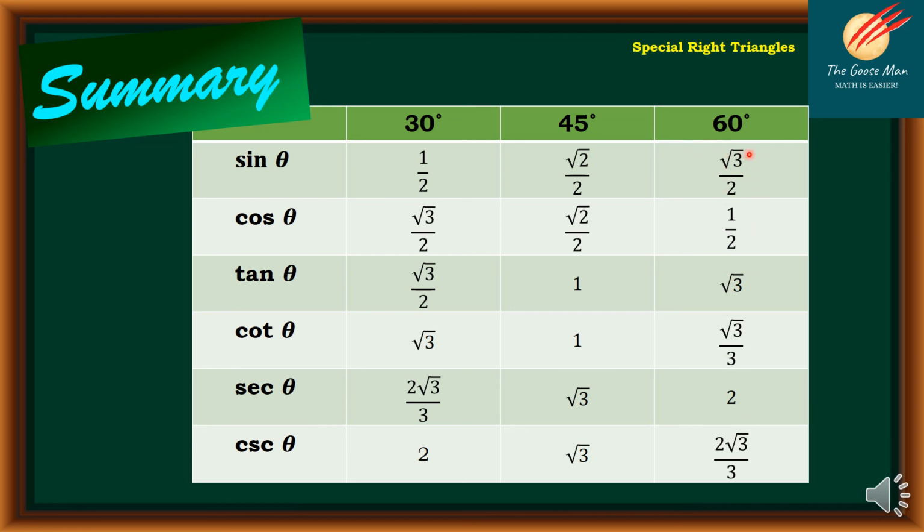Finally, we have the trigonometric functions of 60 degrees. So we have square root of 3 all over 2 as the sine. Cosine is 1 half. Tangent is square root of 3. Cotangent is equal to square root of 3 all over 3. Secant is equal to 2. And cosecant of 60 degrees is equal to 2 square root of 3 all over 3. So again, that is actually the table for the special right triangles.